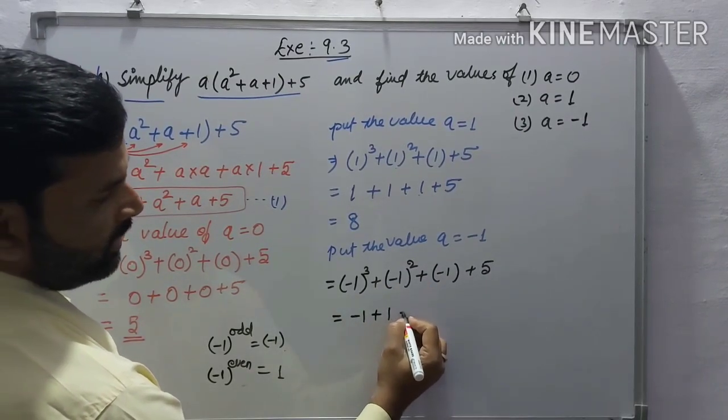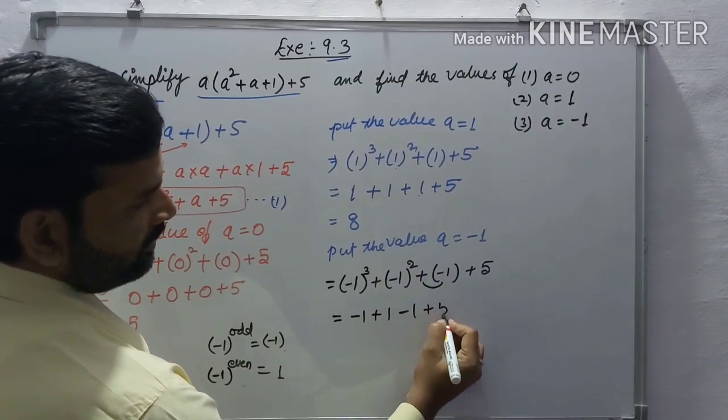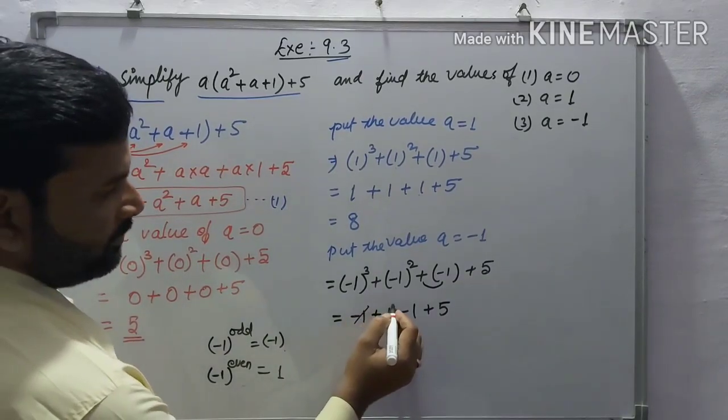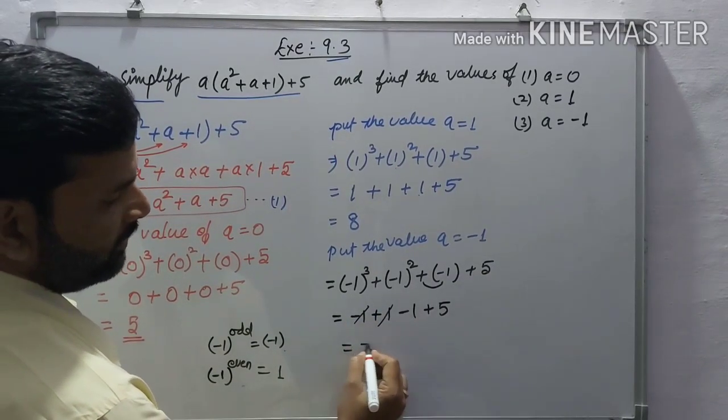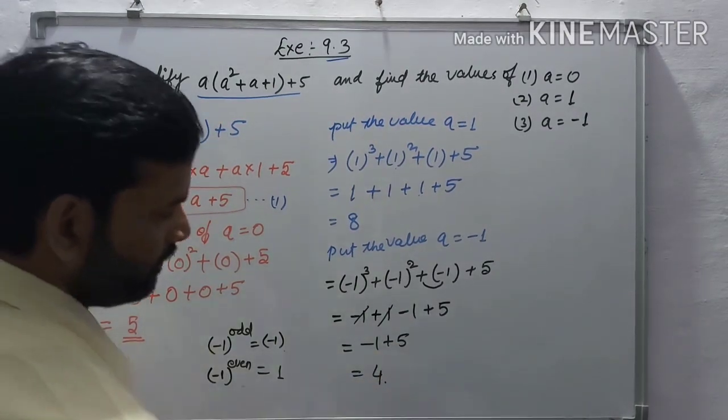Okay, and plus minus 1 plus 5. Okay, minus and plus cancel, only that minus 1 plus 5 is equal to only 4.